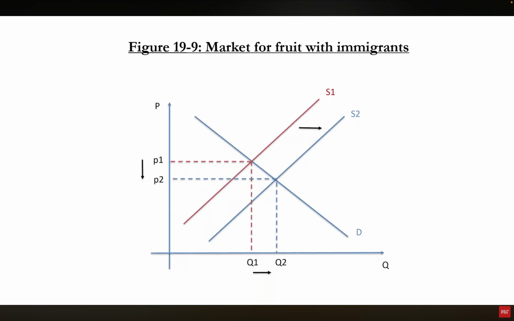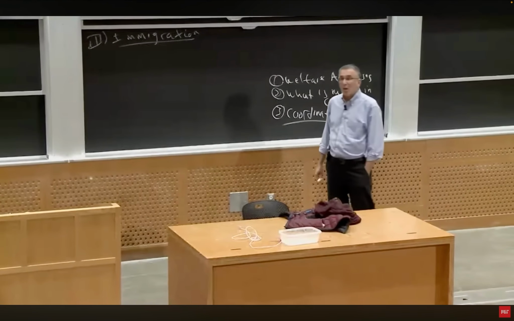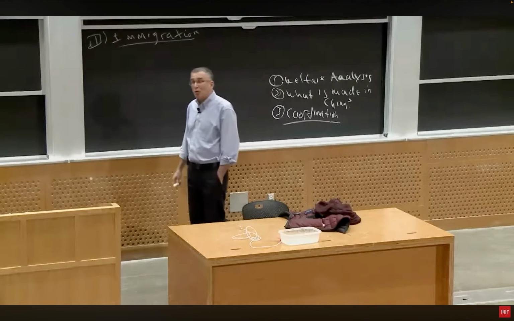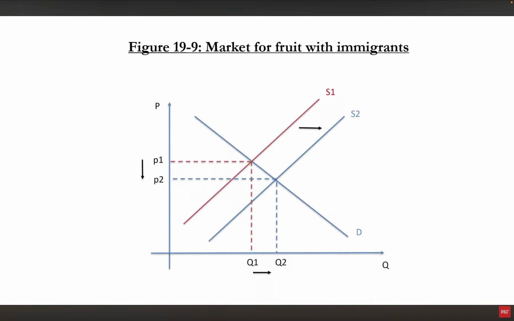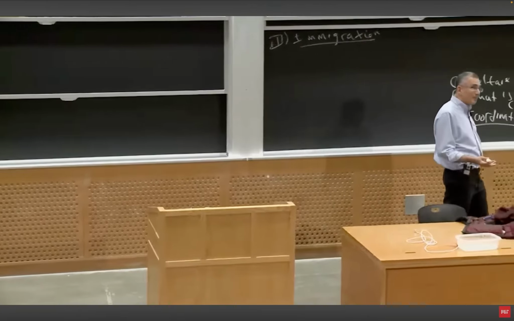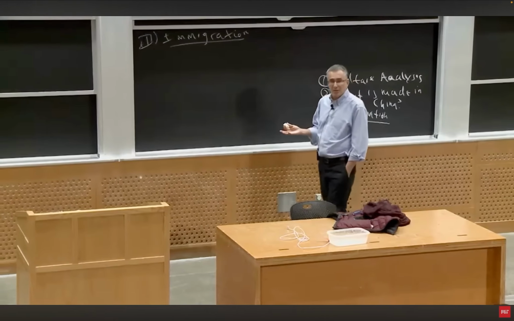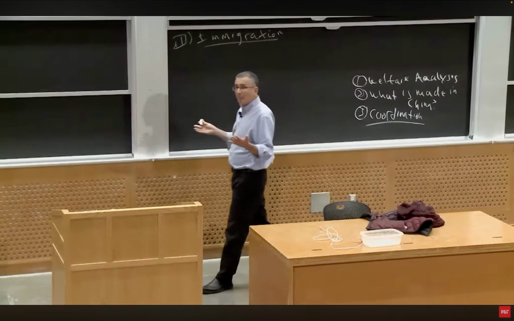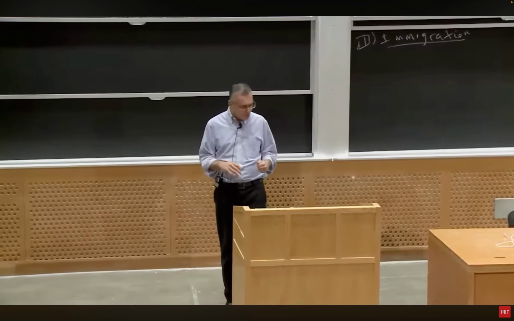Well, what's happened? I just showed you in 19.8 that the wage went down. If the wage goes down, marginal cost goes down. So the supply curve shifts out from S1 to S2. What does that do? It allows more fruit at a lower price. So this is why economists generally favor relatively free immigration. Because by having immigrants come in and do jobs, we allow goods to be produced more cheaply, and it creates consumer surplus.